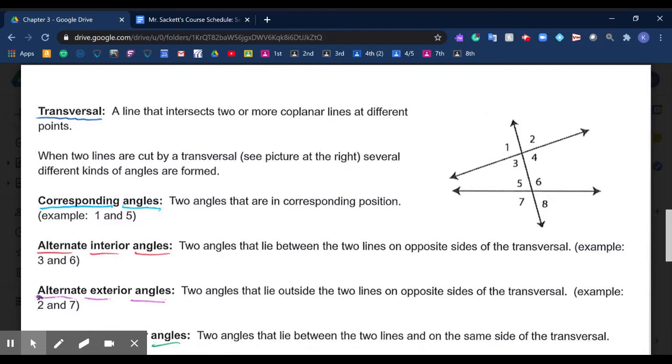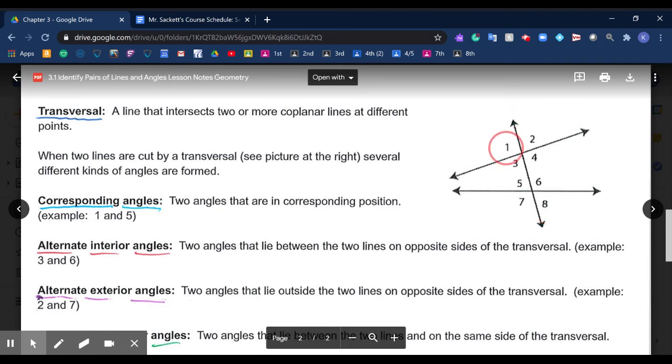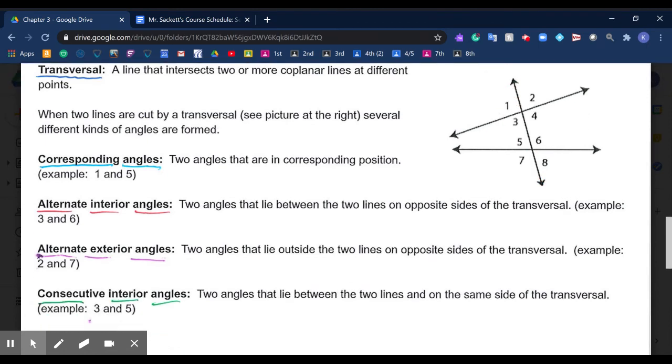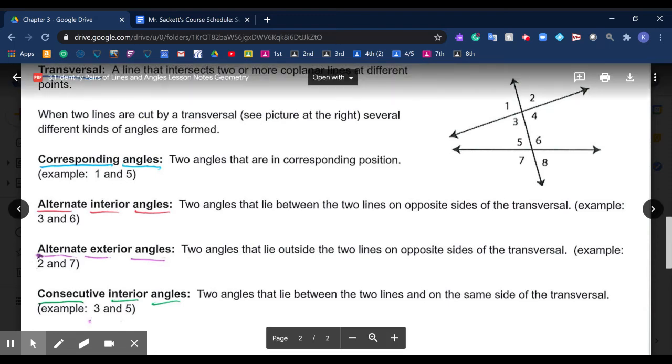And then we have alternate exterior angles. They are on the alternating sides, or opposite sides, of the transversal on the exterior. So angle 2 and angle 7 would be alternate exterior angles, as well as angle 8 and angle 1. And then the final type we're going to look at right now are consecutive interior angles. Consecutive interior angles are on the same side of the transversal in the interior. So angle 3 and angle 5, as well as angle 4 and angle 6.